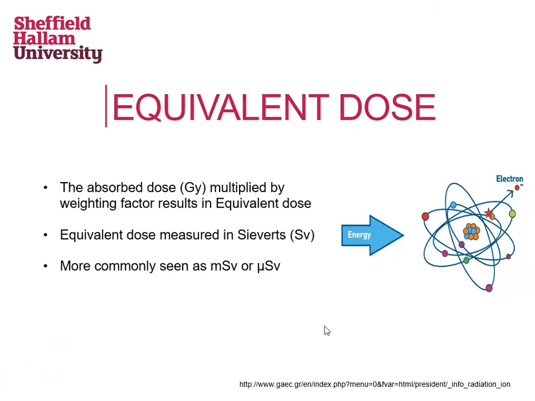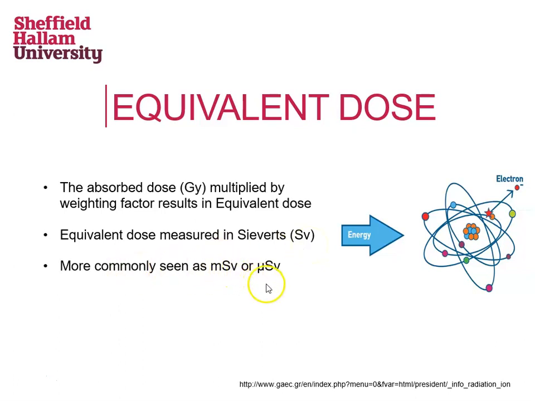And when we talk about equivalent dose, we convert the grays, multiply them by the weighting factor, and we end up with another unit. You don't really need to go into any details about the calculations here, but just be aware that the equivalent dose is measured in sieverts.